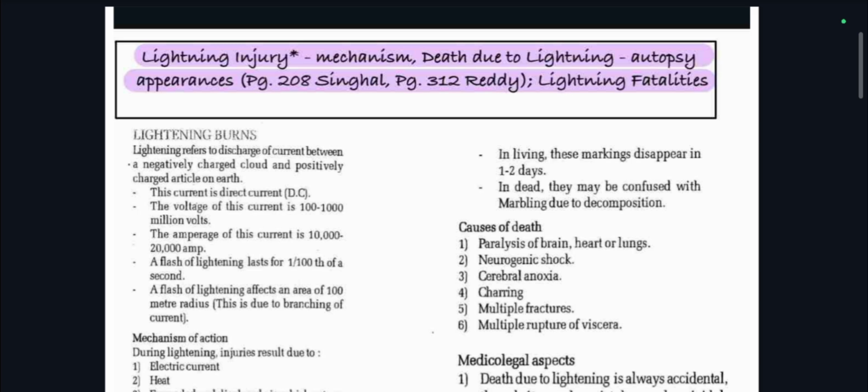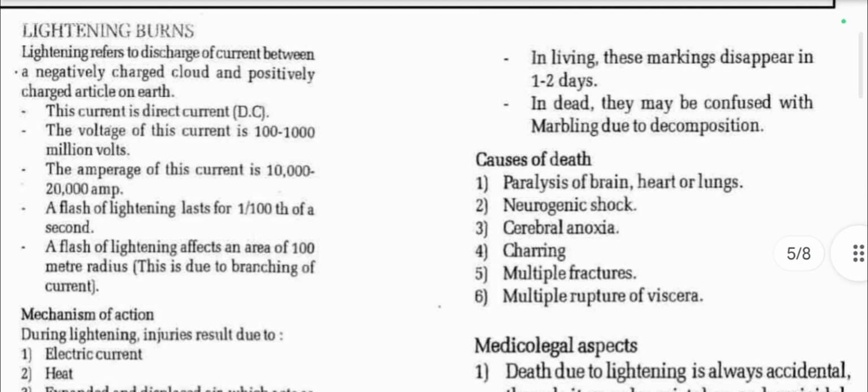So starting with lightning burns. Lightning refers to discharge of current between a negatively charged cloud and a positively charged particle on earth. So the cloud is negatively charged and anything on the earth would be positively charged. Why? Because earth itself is positively charged. So this current is direct current, DC. The voltage of this current is 100 to 1000 million volts. It is million volts. The amperage of this current is 10,000 to 20,000 amperes.